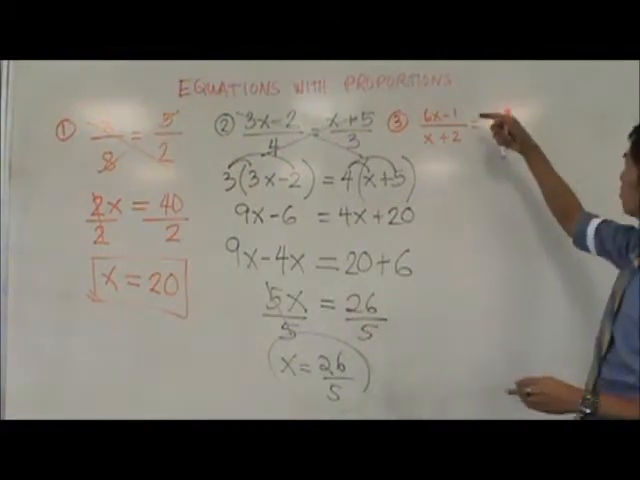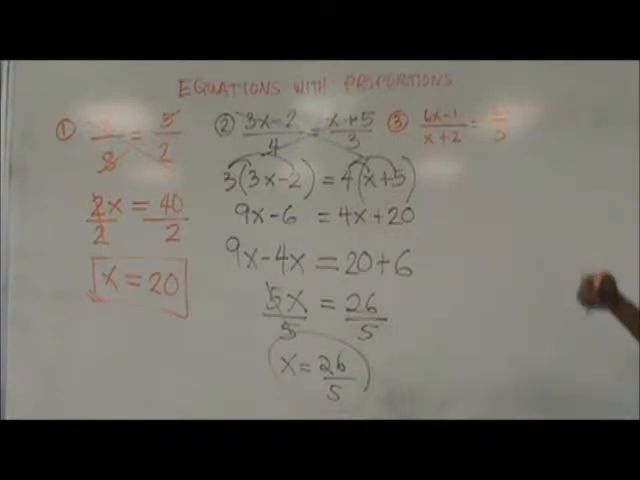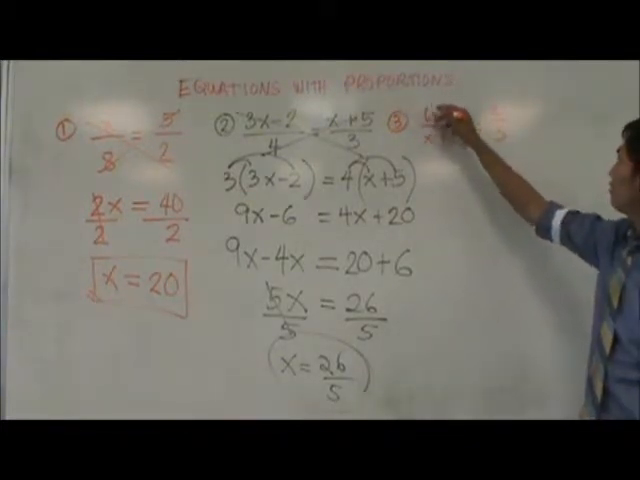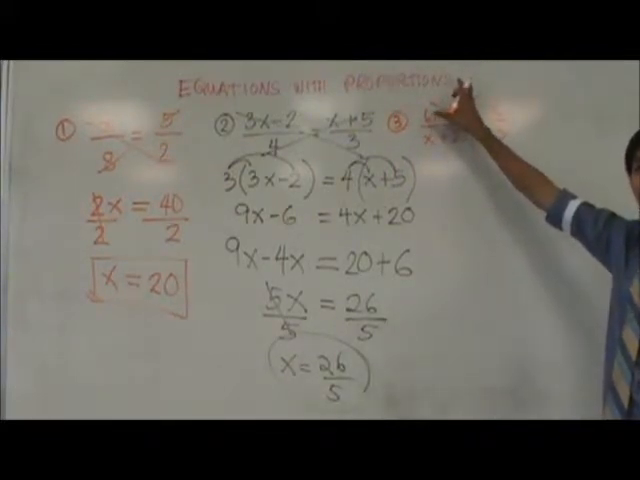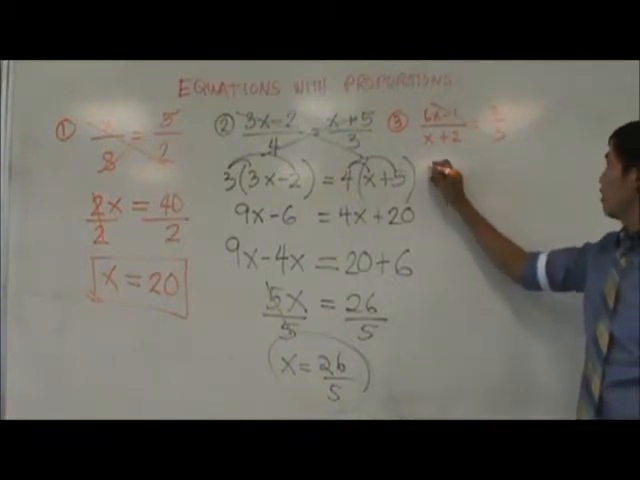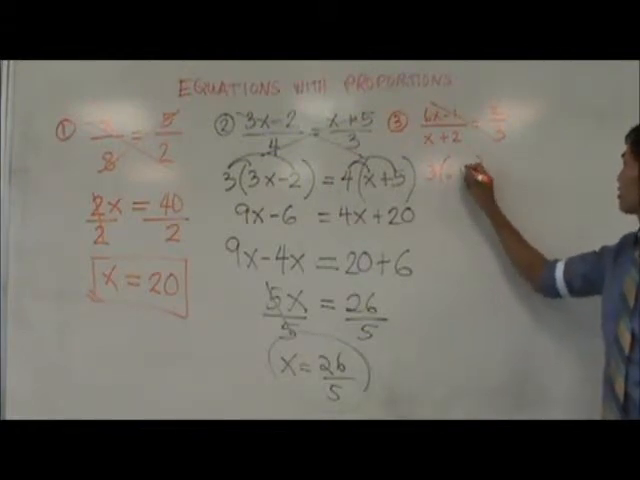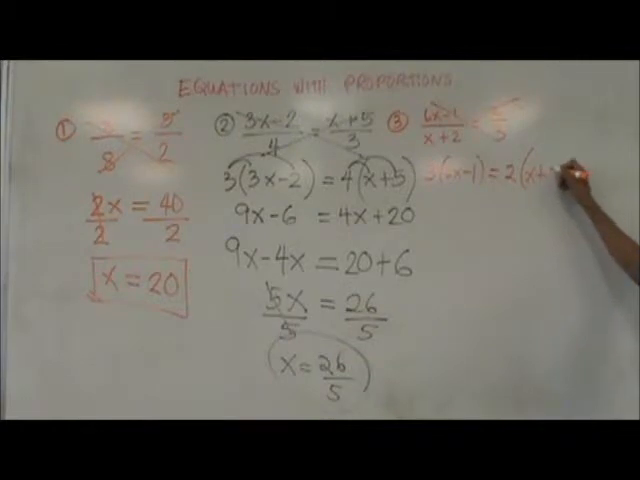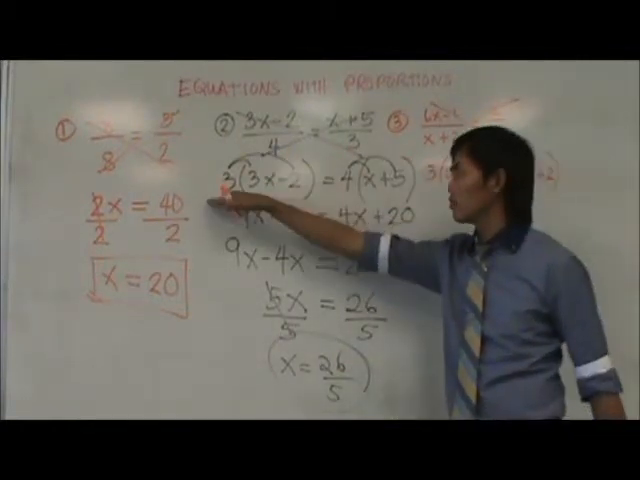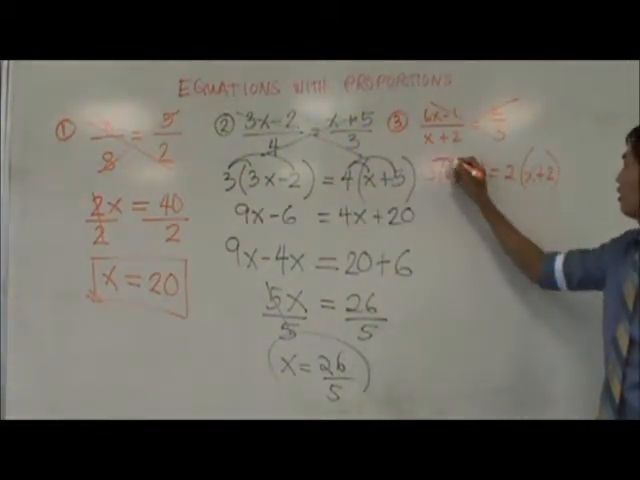Now let's have the last one. We have binomial over binomial. It's a ratio of binomial, and binomial equals a number and another number. We're going to apply the same thing, cross multiply. But because we're multiplying 3 by a binomial, that's why we have to put the binomial in the parentheses, which is 6x minus 1 equals, we're going to multiply 2 to the binomial x plus 2. Just like what we did in number 2, we distributed 3 and 4. So we're going to go ahead and do the same thing.